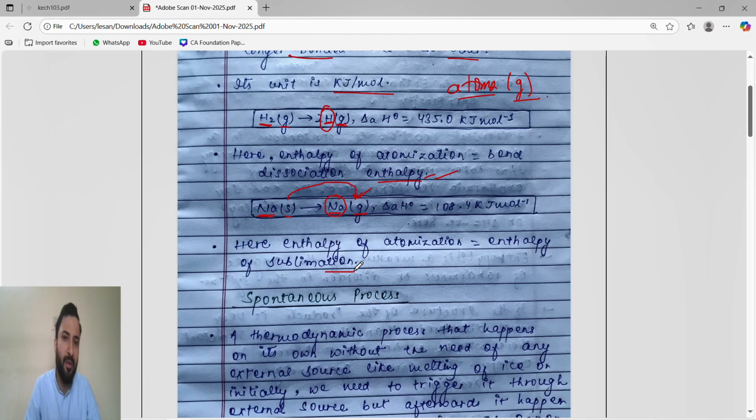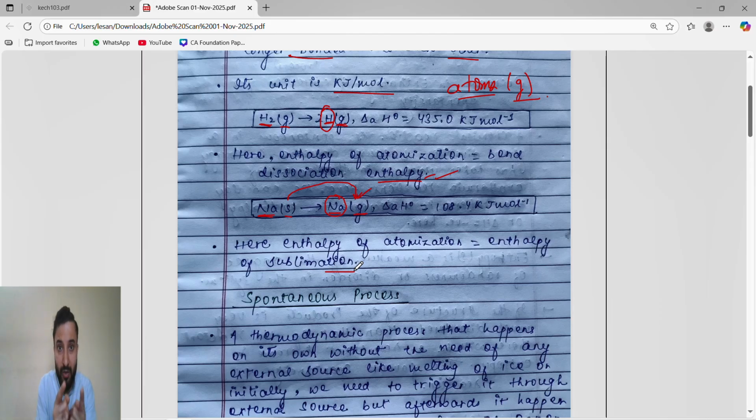So enthalpy of atomization means the heat energy required to form the atoms, and the atoms should be in gaseous phase. This is enthalpy of atomization. In enthalpy of atomization we have to break the bond. But enthalpy of atomization is not only the bond dissociation energy, because we take the molecules, break the bond of the molecules and keep the atoms.